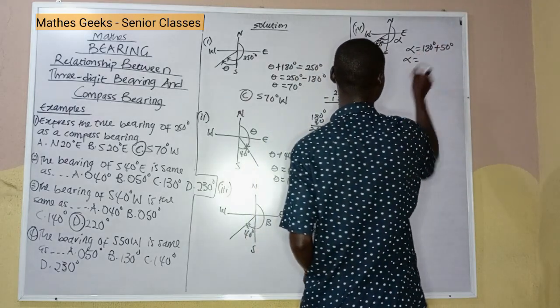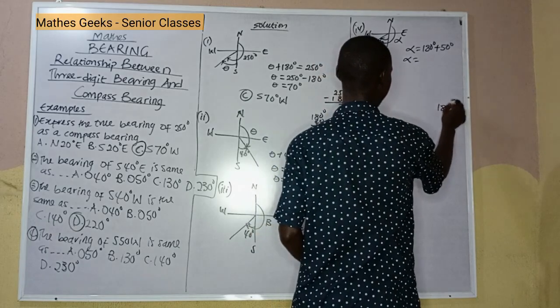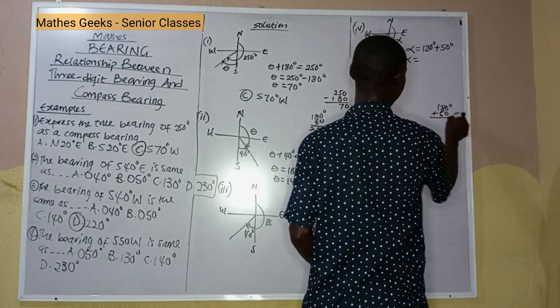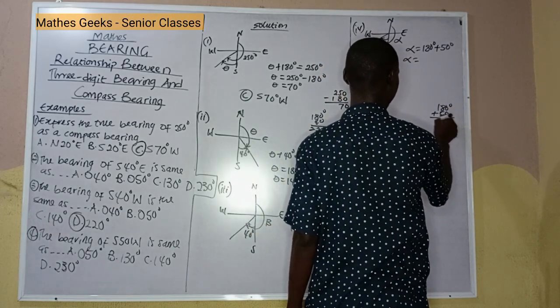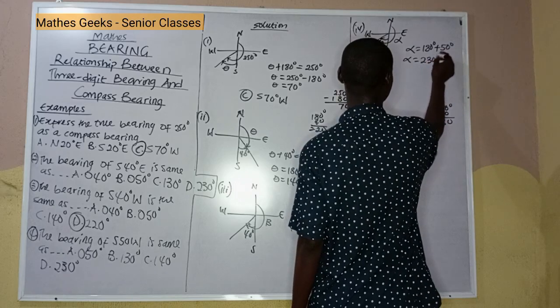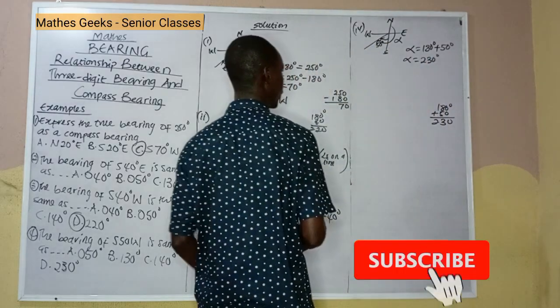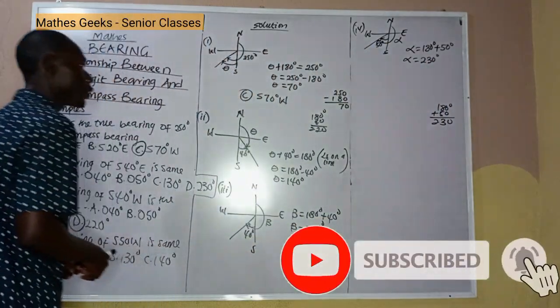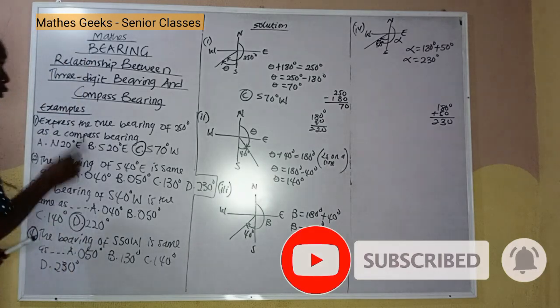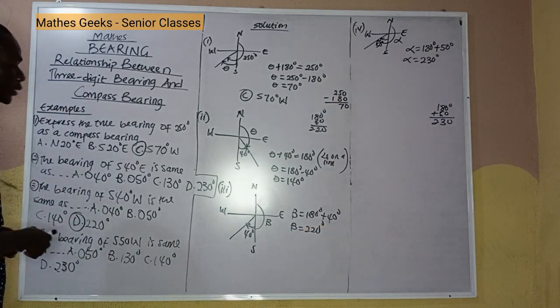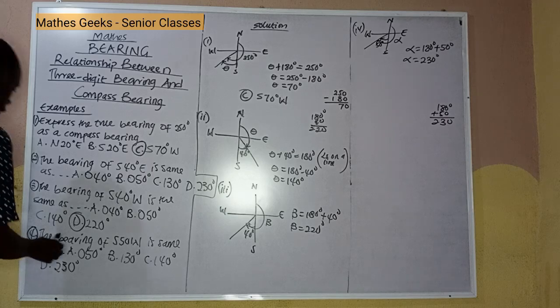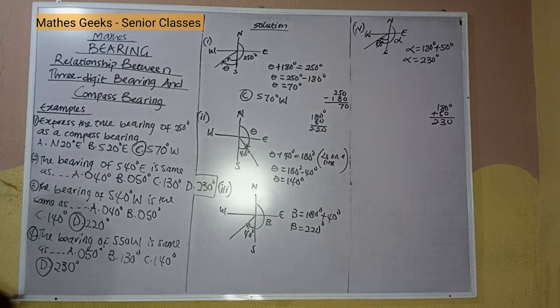So alpha is equal to 180 degrees plus 50, which is 230 degrees. So alpha is 230 degrees. So the equivalent of south 50 degrees west in 3-digit bearing is equal to 230 degrees. So this is option D.